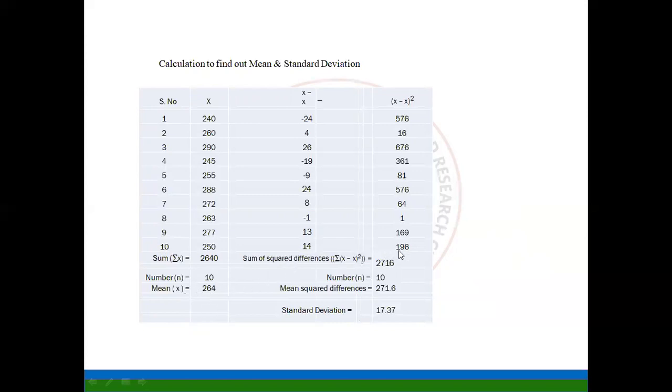So the sum of x minus x bar square is 2716. By this, we calculate the standard deviation, that is the square root of the sum of squared differences divided by n minus 1, which comes to 17.37. So now we know the mean, which is 264, and the standard deviation, 17.37.